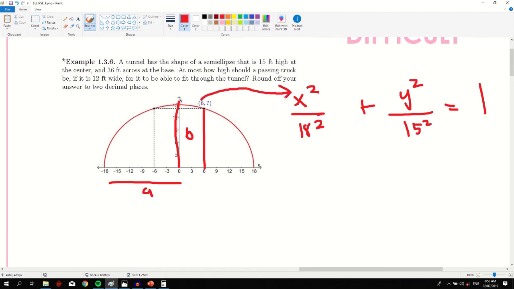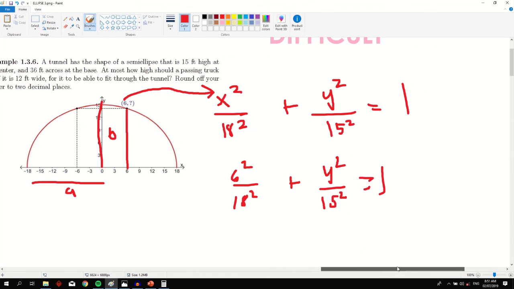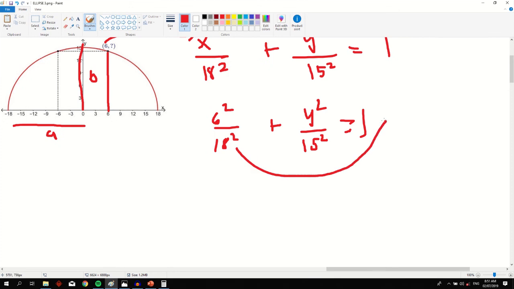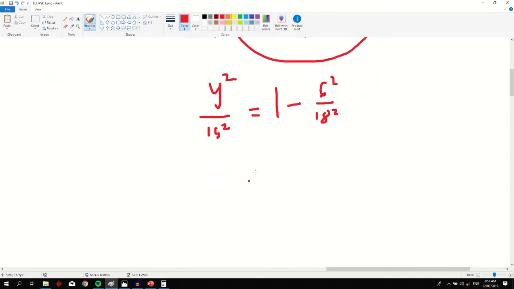Just like evaluating a function, we will just substitute 6 for x, so 6 squared over 18 squared plus, what is y? We don't know y. Over 15 squared equals 1. So just like that, we will transfer this one to here, so y squared over 15 squared equals 1 minus 6 squared over 18 squared. Okay, so we can manipulate that already.